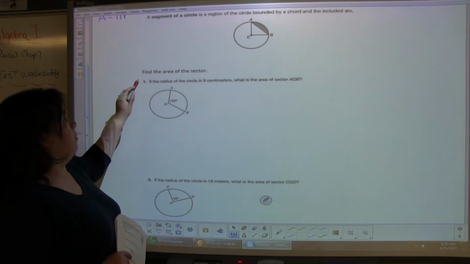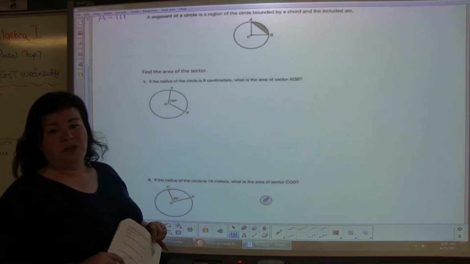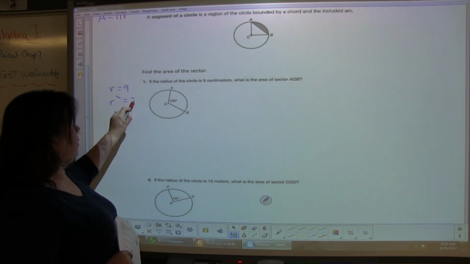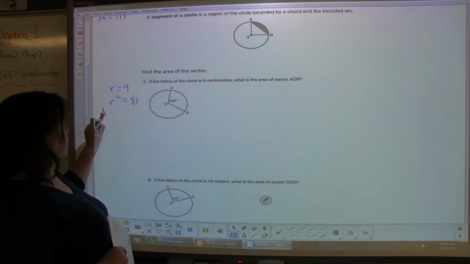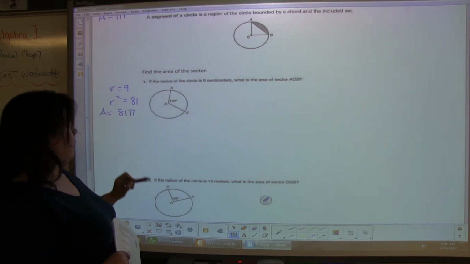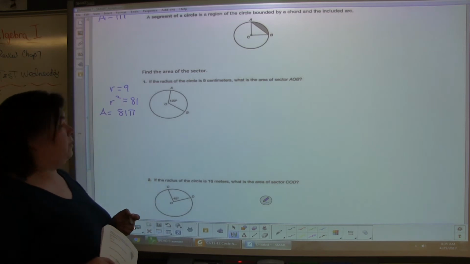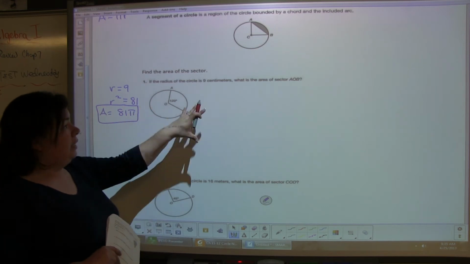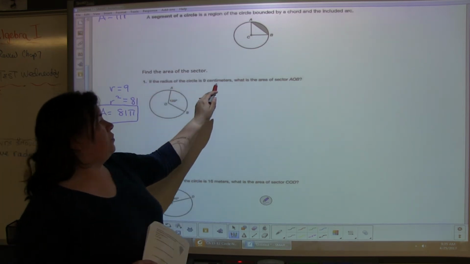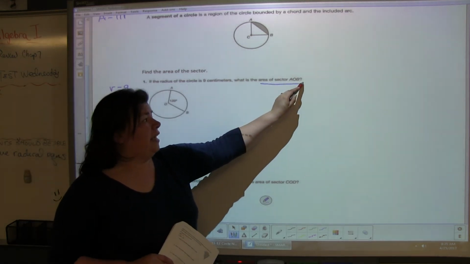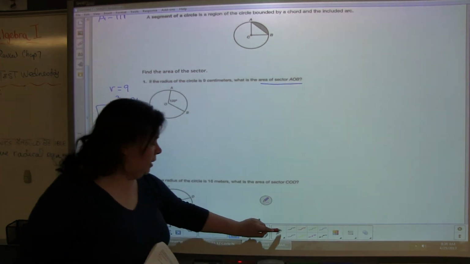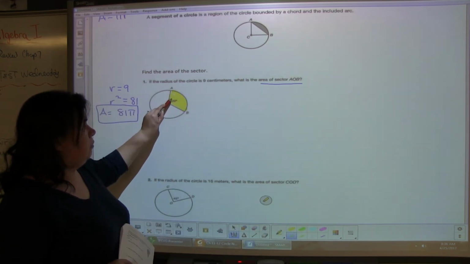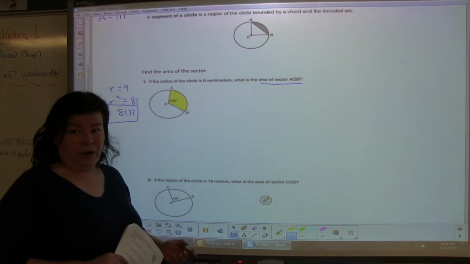So in problem number 1, the radius of the circle is 9 centimeters, which means our radius squared is 81. So that means our area of a circle is 81 pi, because area is pi times radius squared. We're going to be using this area, 81 pi, in our problem here. If the radius of a circle is 9 centimeters, what is the area of the sector AOB? What we're really looking for is this entire shaded region, which we call a sector. I want to know the area of that whole sector.